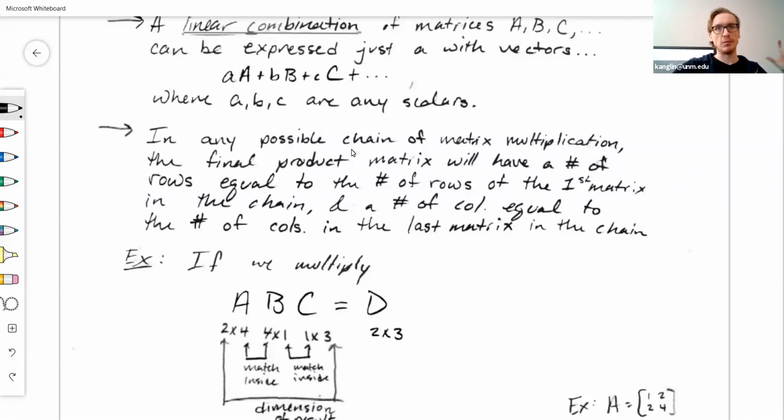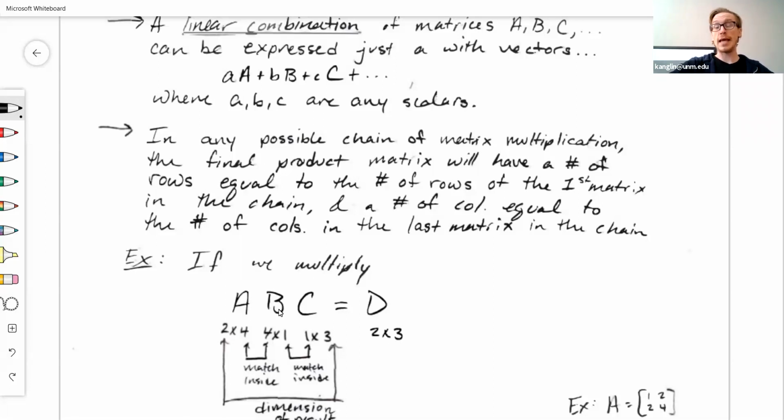So in any possible chain of matrix multiplication, the final product matrix that you have after multiplying a big chain of matrices together, that final product will have a number of rows equal to the number of rows in the first matrix in the product, the far left of your product, and the number of columns equal to the number of columns in the last matrix in the chain, the far right of the chain. So down below, you can see I've got that diagrammed out in an example.